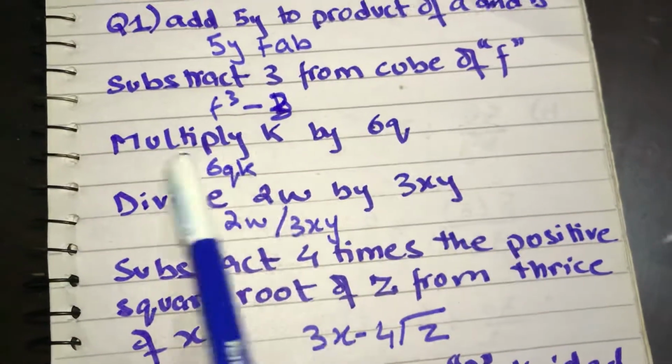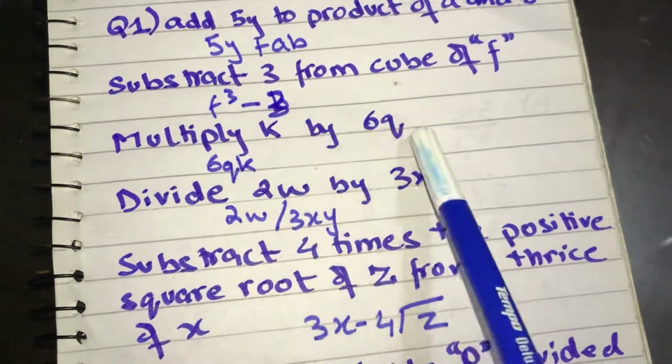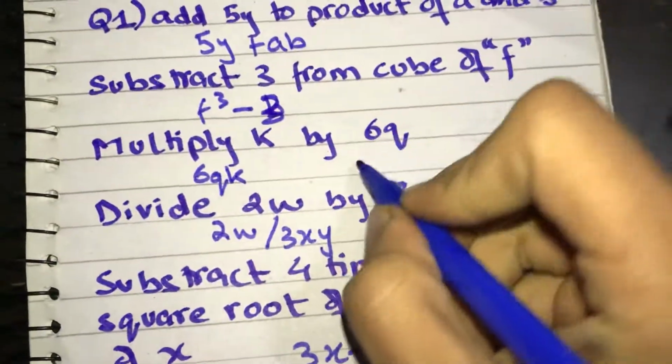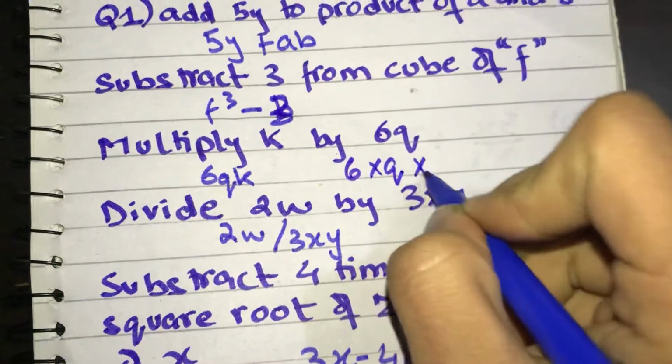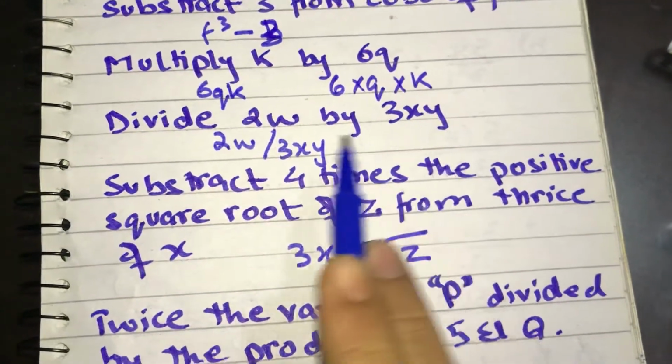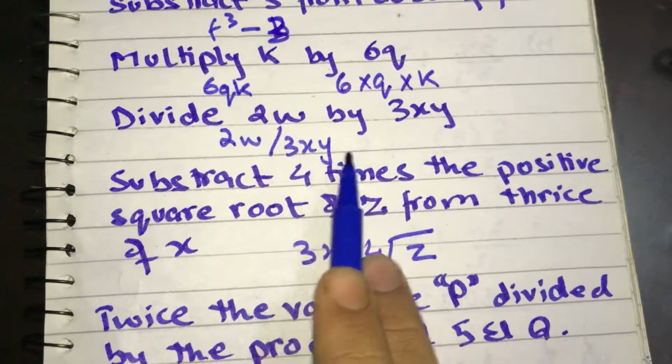Multiply k by 6q. So k multiplied by 6q will give us 6qk. Or you can also write it as 6 into q into k. It is one and the same thing. Divide 2w by 3xy, 2w divided by 3xy.